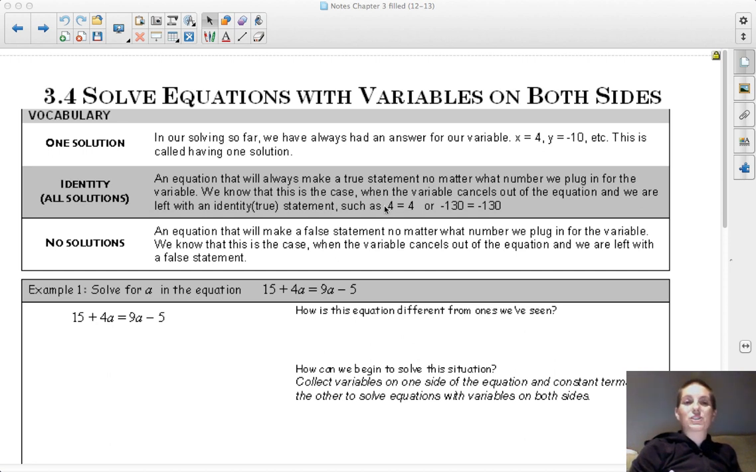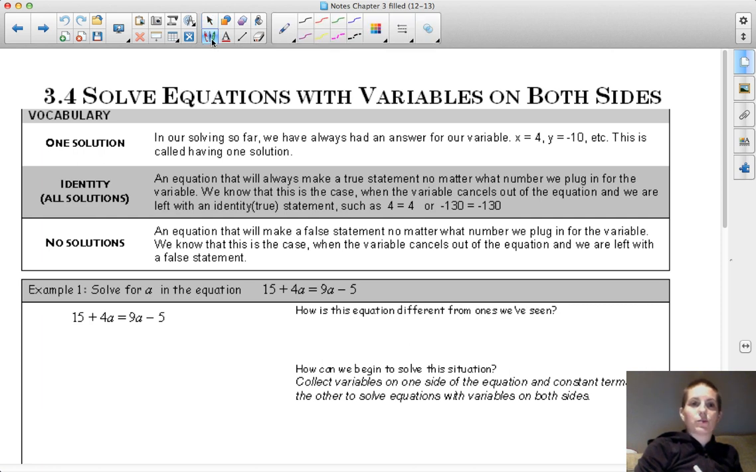Alright, let's go through section 3.4. Notice that today we're going to solve equations with variables on both sides of the equation. So we're going to look first at these three vocabulary words: one solution, identity, and no solutions.